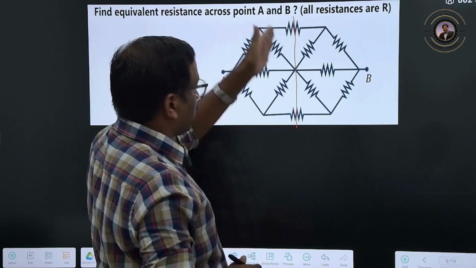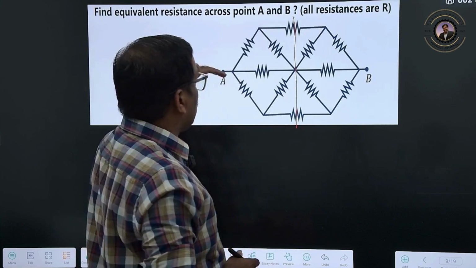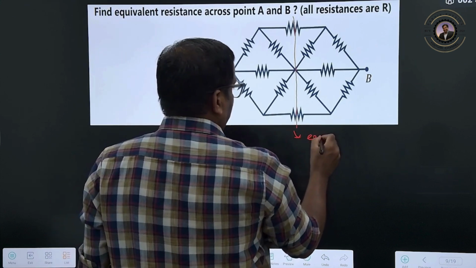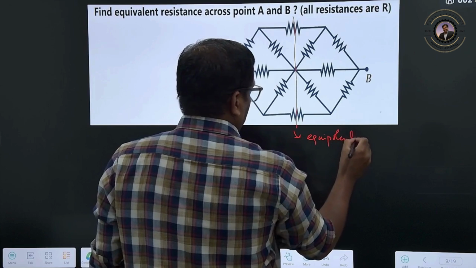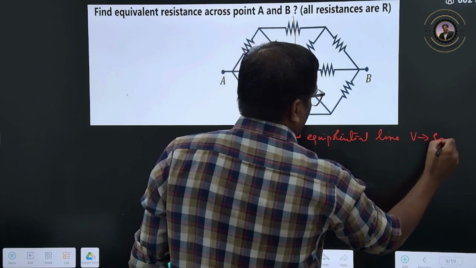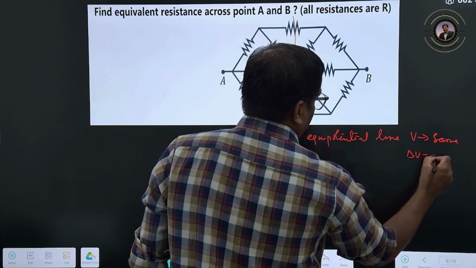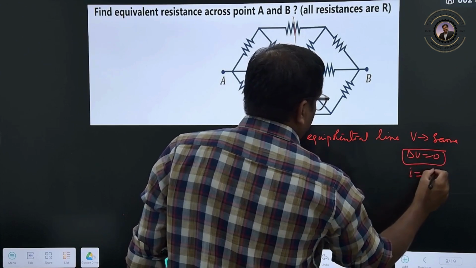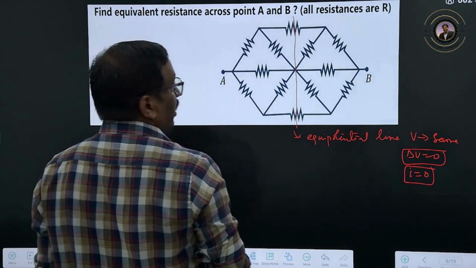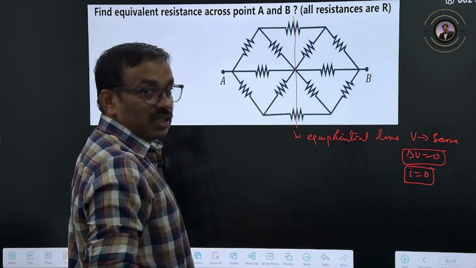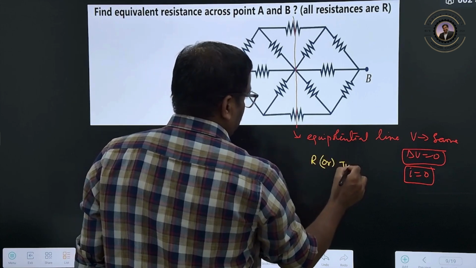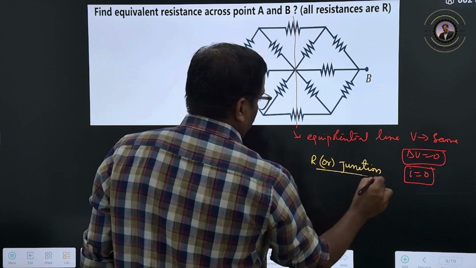So this line of symmetry, which is drawn perpendicular to this one, indicates an equipotential line. Equipotential line means what? The potential will be the same, so the potential difference will be equal to 0. That means the current will be equal to 0. So along the line of symmetry, if any resistance is there, we can remove it, and if any junction is there, we can remove it too.